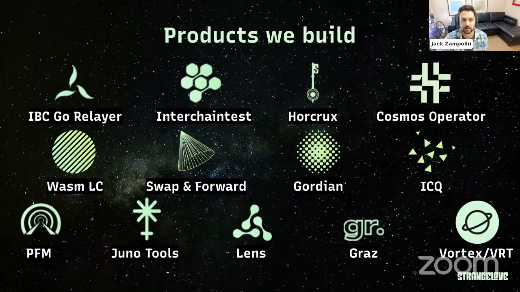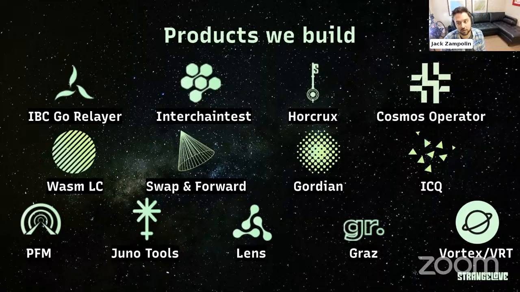Horcrux, which is the gold standard in securing validator operator keys. Cosmos Operator for running large installations of Cosmos nodes in Kubernetes clusters, complete with scheduled upgrades, disk resizing, all of the niceties that you would want in an operations team. The WASM Lite client, which is going to be key to bringing IBC to many, many different non-Cosmos ecosystems.